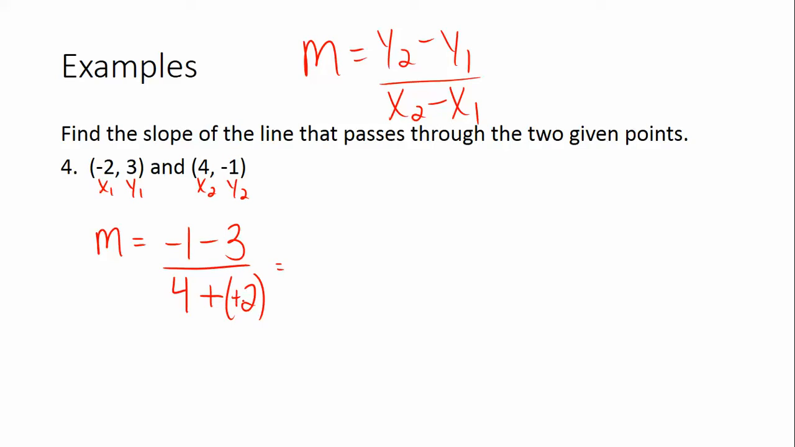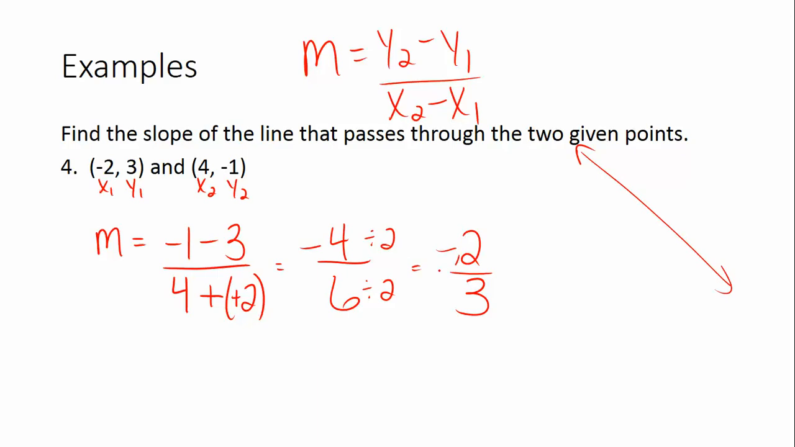So we add the opposite on the bottom. So that's negative 4 on top over 6. Divide the top and the bottom by 2, and we get negative 2/3. So if you had those two ordered pairs plotted on a graph, and you drew a straight line connecting them, if we counted the rise over the run like we've done in our previous examples, you would get negative 2/3. That means our line should go in this direction since it has negative slope.